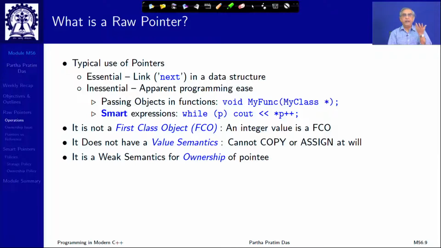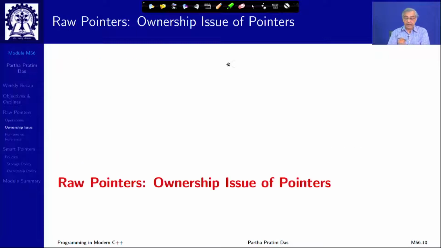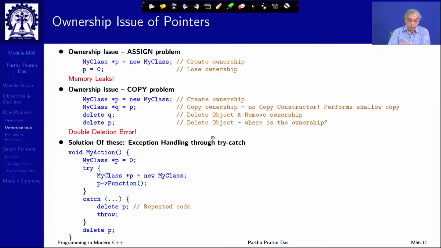So, there is a very weak semantics for the ownership of the pointee, who owns the pointed object. That is a very ill-defined area. These are the typical ownership issues that we know. For example, here a pointer to my class is assigned a new my class object, and the ownership is given to P. So P now owns it, and you need to know P to get to this new object.